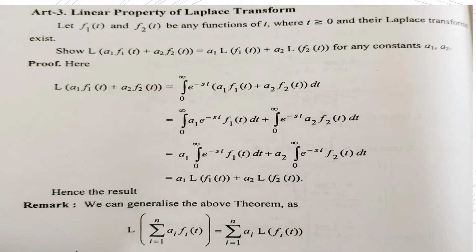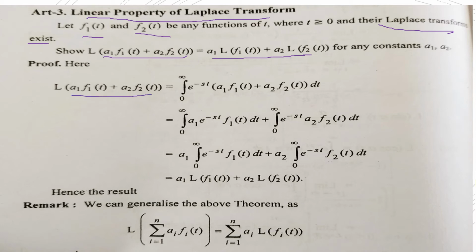Now we have a very important property of Laplace, the linear property of Laplace transforms. If we have two functions f1 and f2 and their Laplace transforms exist, then the Laplace of a1 f1(t) plus a2 f2(t) is equal to this. It is a very general property which we also use for derivatives. We start with the definition of Laplace: integral from 0 to infinity of e to the minus st times f(t) dt. So this is our whole function f(t).